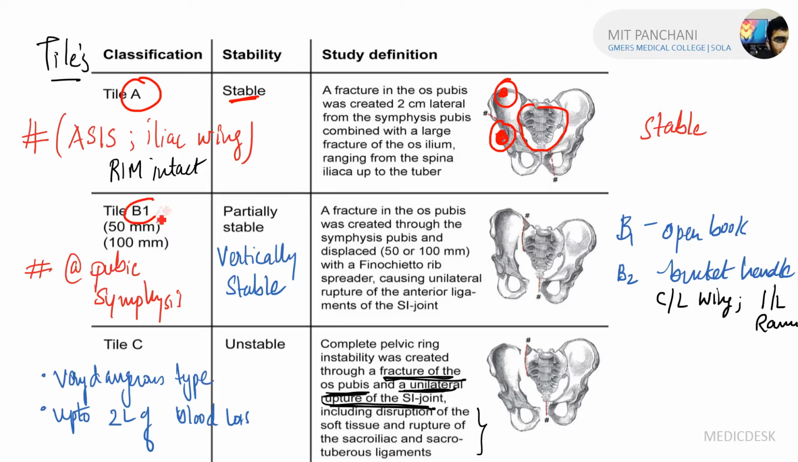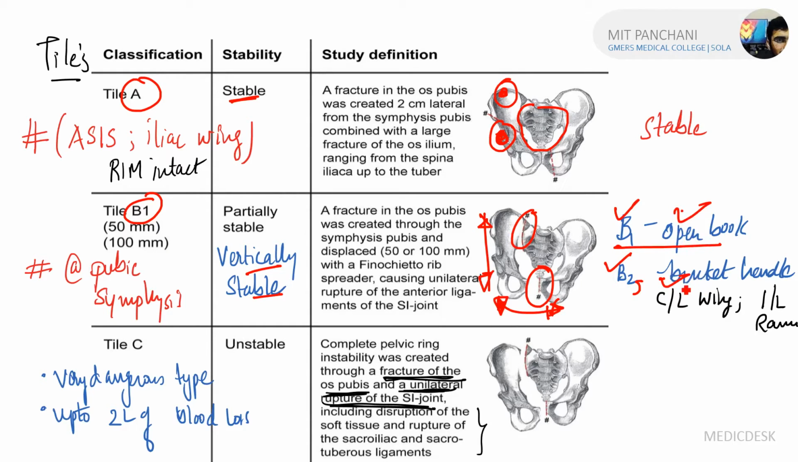While talking about type B, it is at the pubic symphysis or the sacroiliac joint, and hence it is vertically stable. It is vertically stable, but rotationally, or horizontally, it is unstable. There are two types, B1 and B2. Type 1 of B is open book type and type 2 is bucket handle.